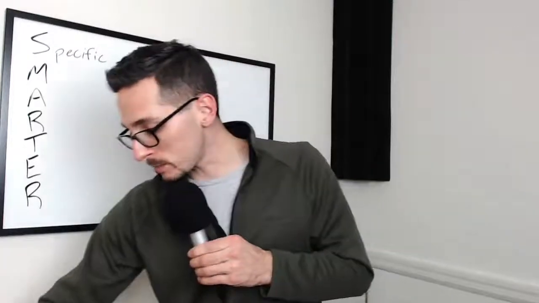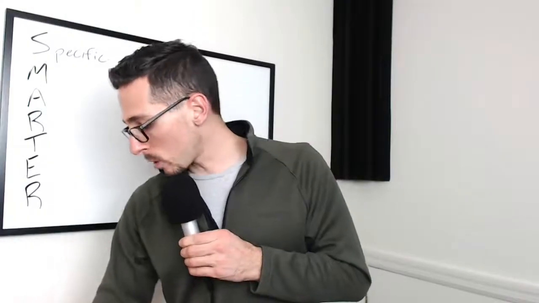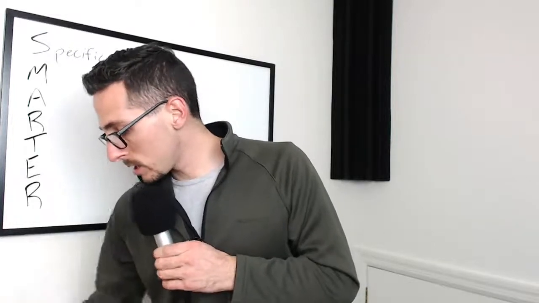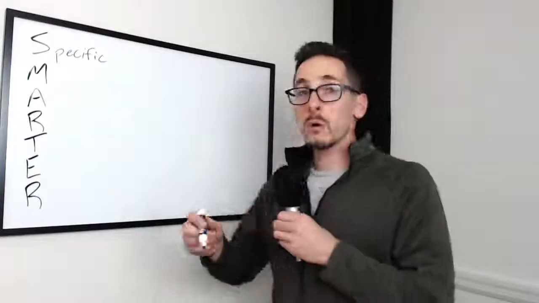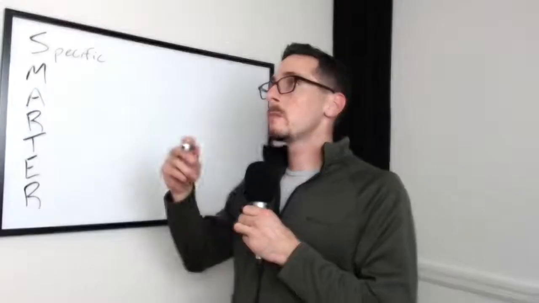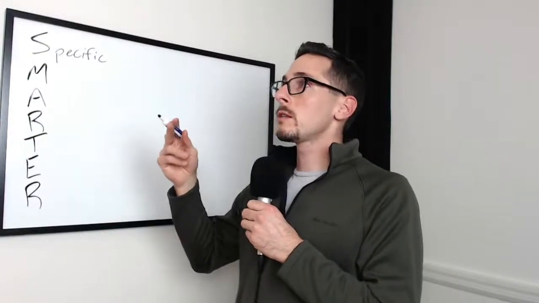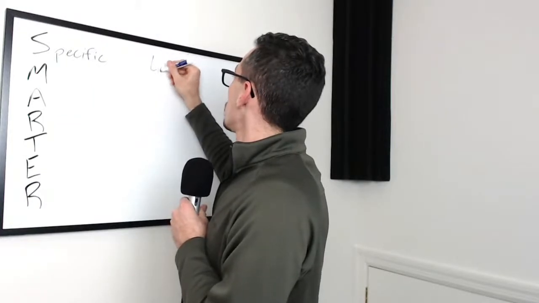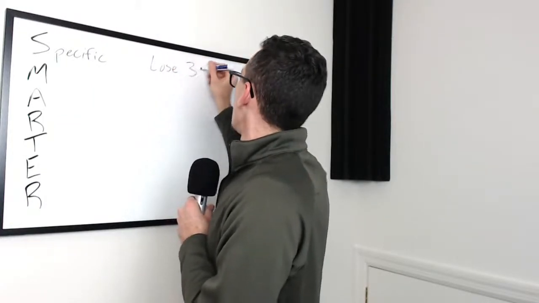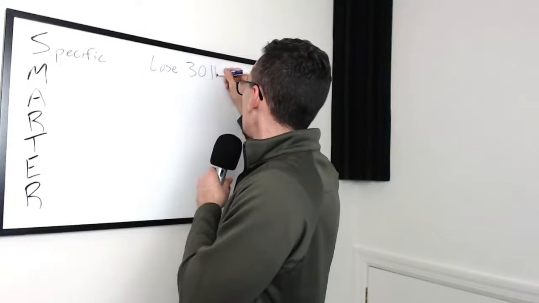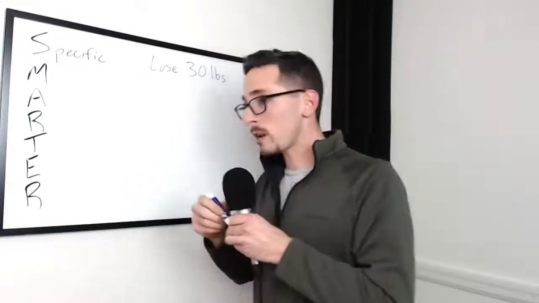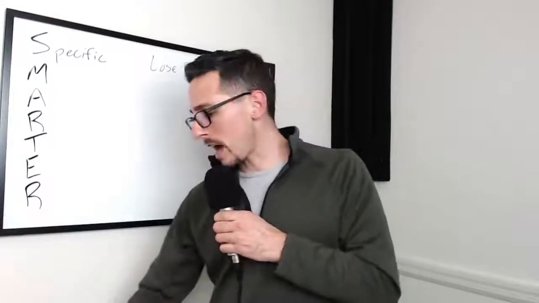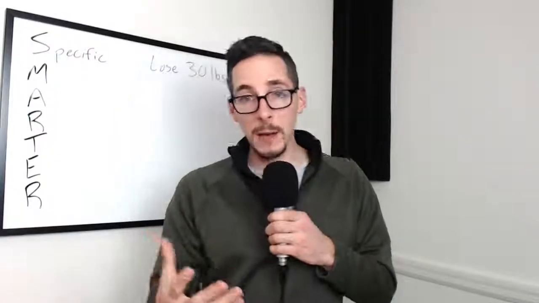So why don't we do this? Let's pick one, and we'll work on this together. Let's say I need to lose some weight, right? So let's say I want to lose 30 pounds this year, right? Well, we'll talk about that in a second. So then we got specific. I know I've got to lose 30 pounds. When I step on that scale, it's got to be 30 pounds less than what I am, okay?